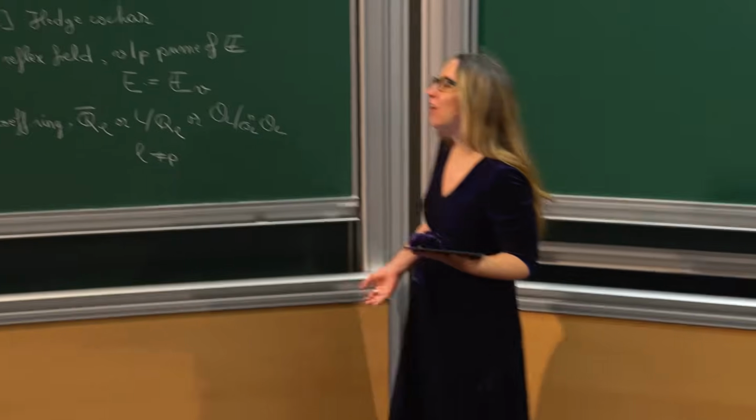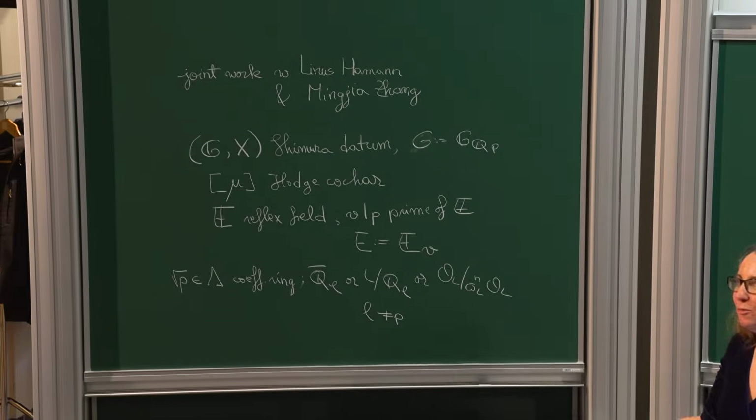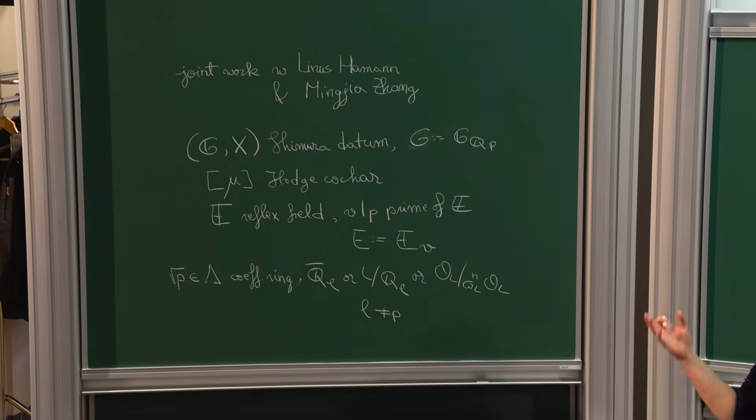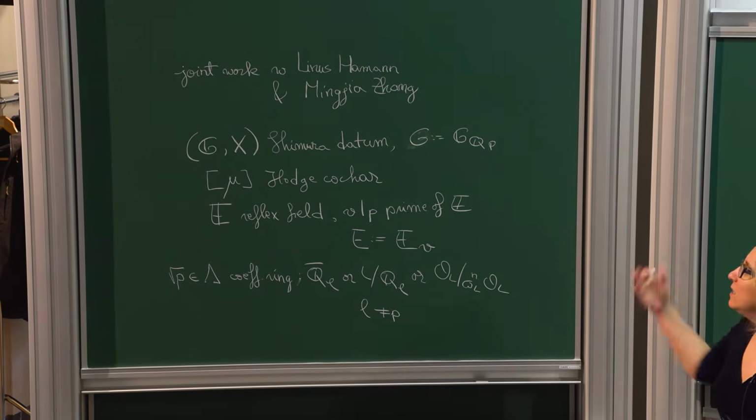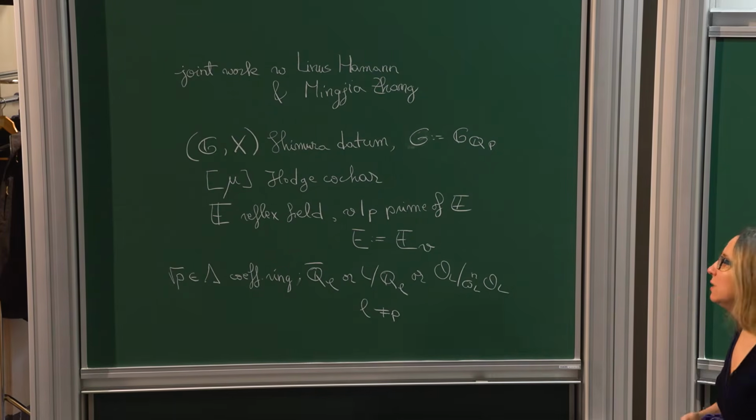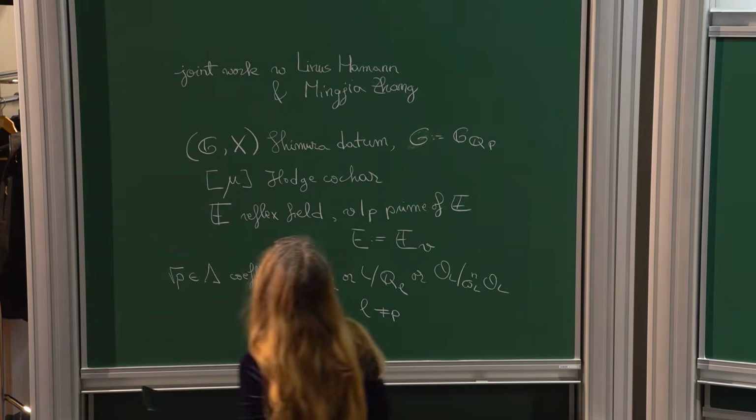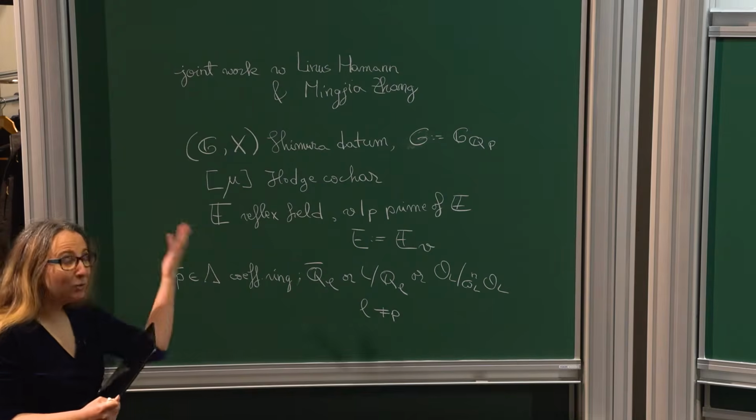So in my last talk, I discussed compact Shimura varieties, and I said that in this talk I will go to the non-compact case. This is about joint work in progress with Linus Hamann and Yang Zhu and Yang. I didn't want to take up too much time, so I'm just using the same notation.